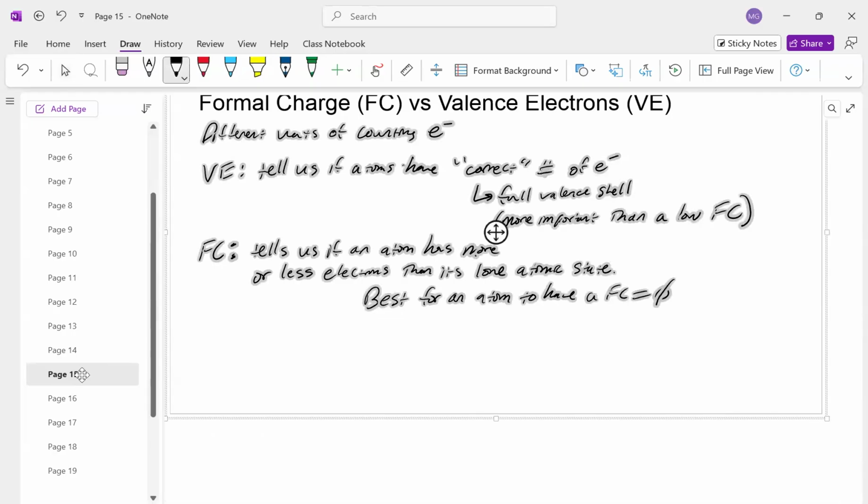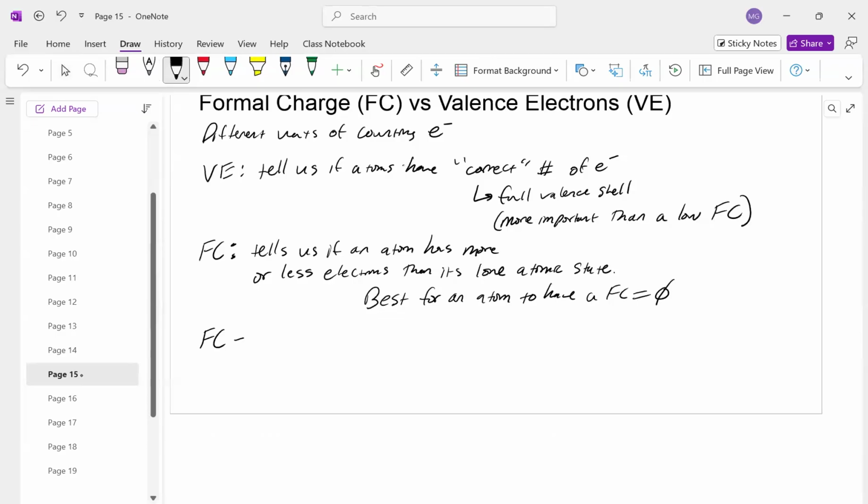So here's how we calculate formal charge. And this is a formula you'll need to memorize. It's the number of valence electrons for the atom, so on the lone atom, minus the number of non-bonding electrons, so those are the lone pairs, minus the number of bonds.